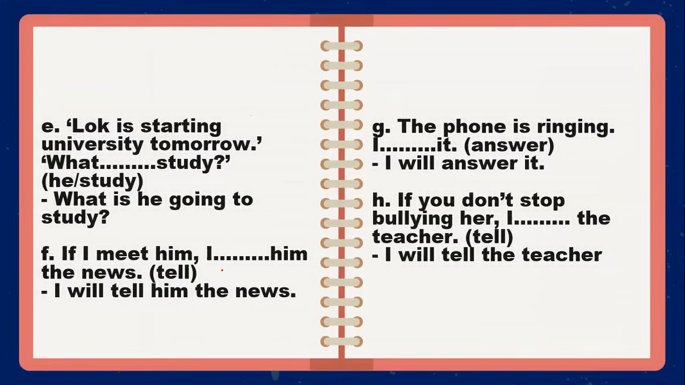So if sentence मा पनि हामी जहिले पनि will नै लाउँछौँ. ओके, जस्तो अघि हामीले हेर्यौँ नि तपाईँले promise मा, warning मा, threat मा भने जस्तै if sentence आयो भने you say will. The phone is ringing, I'll answer it. Okay, it's already explained. And then if you don't stop bullying her, again if sentence like F number, I will tell the teacher. Okay.